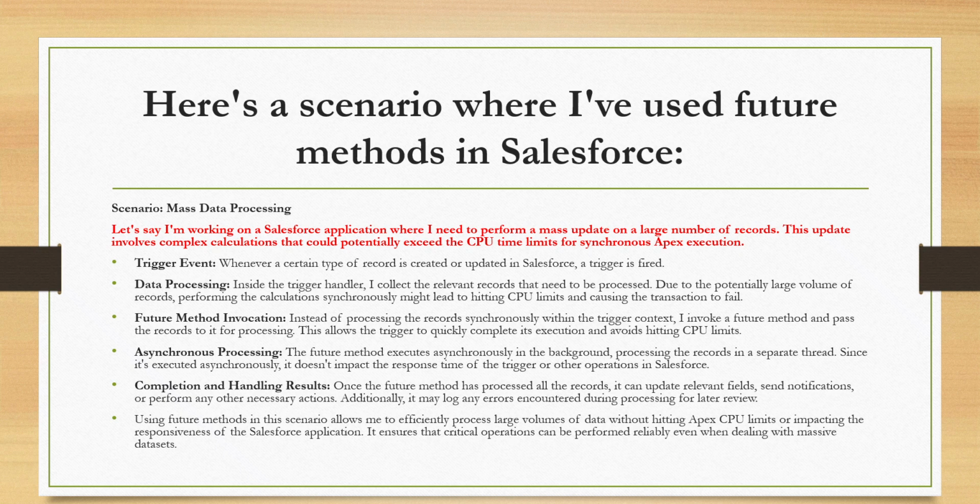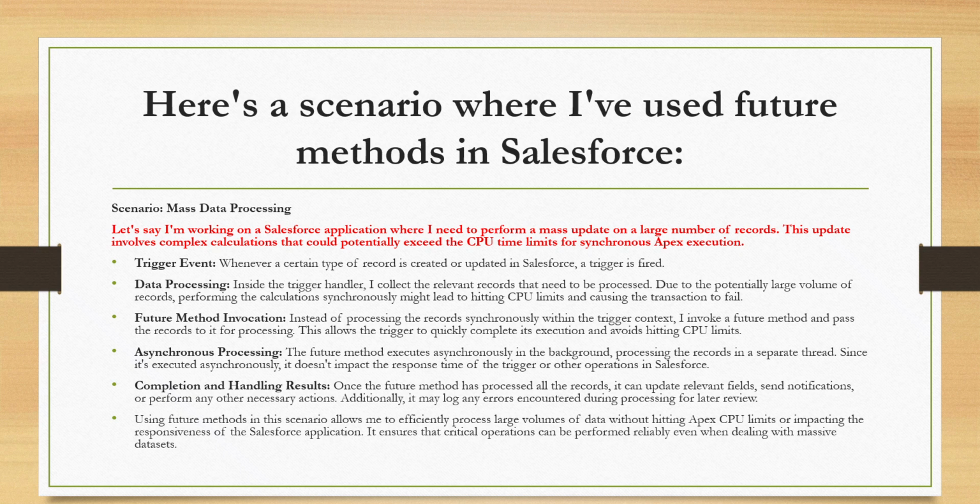Trigger event: when a certain type of record is created or updated in Salesforce, the trigger is fired. Data processing: inside the trigger handler, I collect the relevant records that need to be processed, due to the potentially large number of records. Performing the calculations synchronously might lead to hitting CPU time limits and cause the transactions to fail.